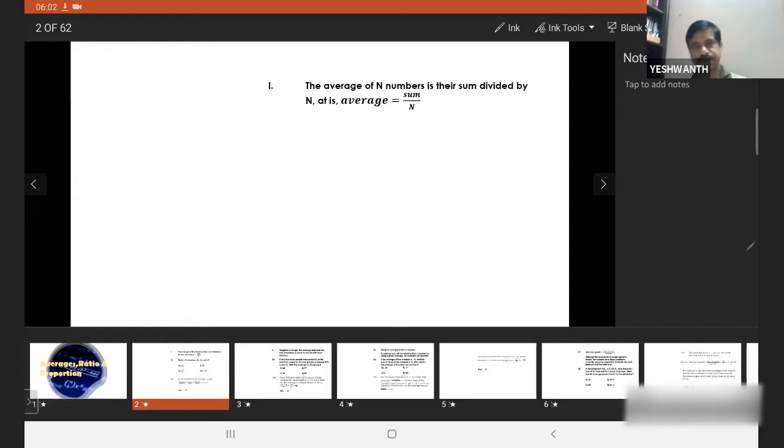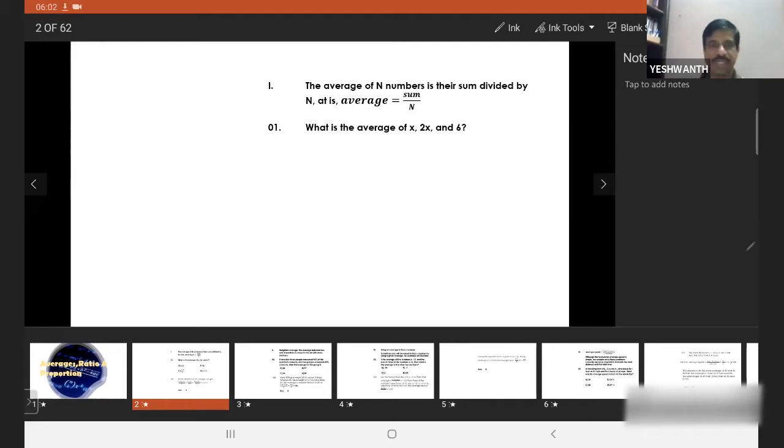averages and ratio proportions. Now, what do you mean by average? If there are n terms or n numbers or n elements, whatever it is, the average is nothing but the sum of all those elements divided by n. That will give you the average. This is very important. If there are two numbers, the average is the sum of those two numbers divided by 2. Similarly, with three numbers, the average is the sum of three numbers by 3, and so on.